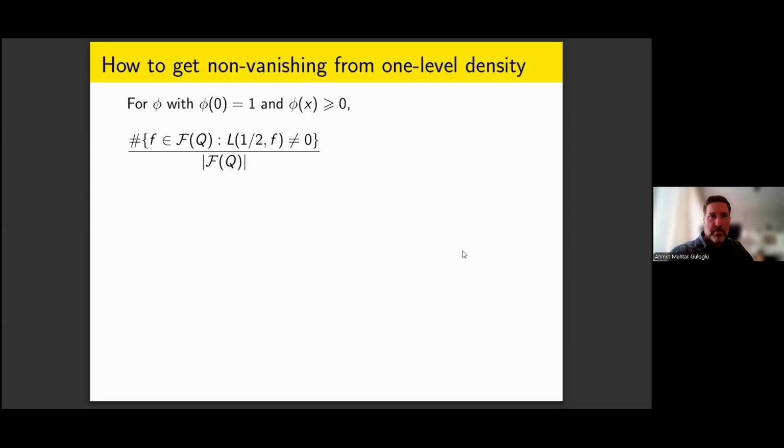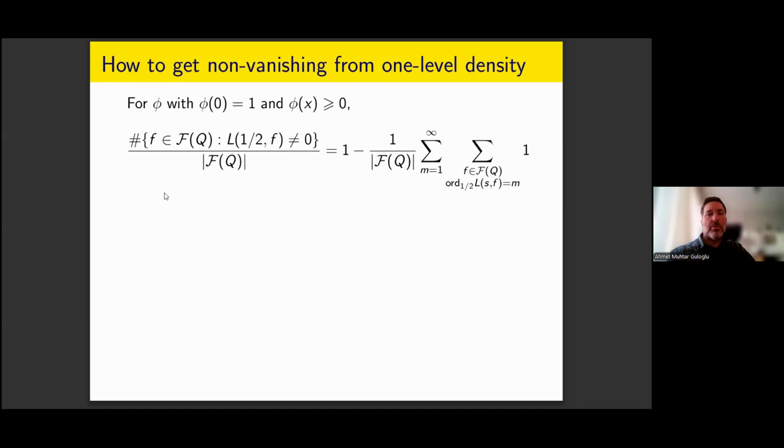All right. So now I would like to tell how you get a non-vanishing result using this result. If you get a result for one level density, then you can also get for free a non-vanishing result as long as your result for one level density is strong enough, and you will understand what I mean. So this is the quantity I'm looking at: the number of f for which this function is not zero, divided by the size of the family. What's the percentage here, as q tends to infinity?